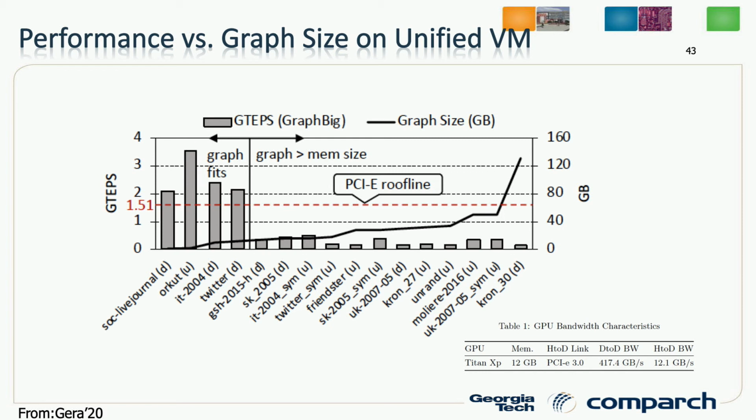If the graph fits in this GPU, so this is just the same benchmark but with different graph sizes, we get higher GTEPS, that's more than 2. But once the graph size exceeds the GPU memory size, then performance drops significantly. It doesn't even reach the PCIe bandwidth. It's mainly limited by this bandwidth coming from CPU to GPU.